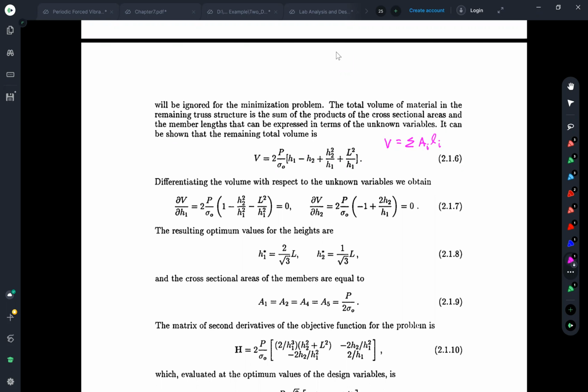So for our objective function, I think you can write it down as the volume function V of H1 and H2. Remember, H1 and H2 are our unknowns. Something like this, right? And you try to minimize this. Minimize V. This is our objective function.